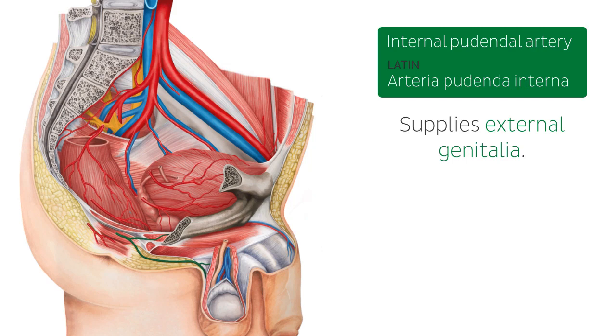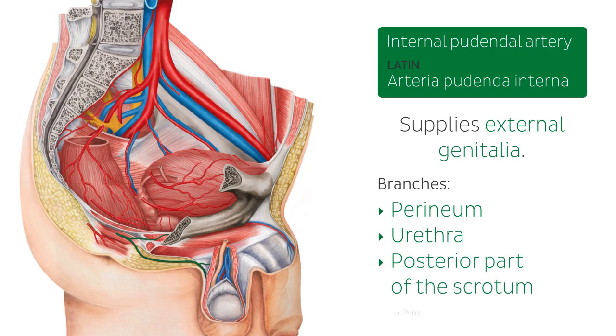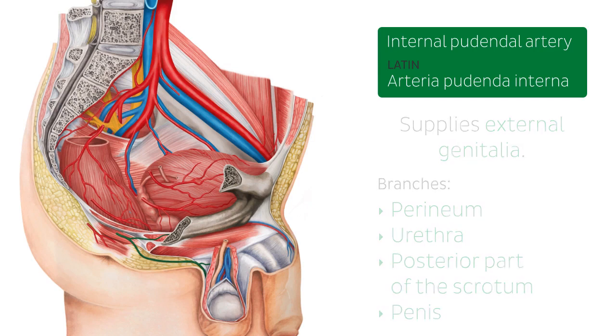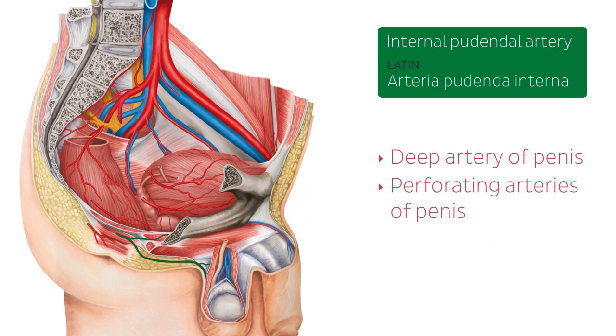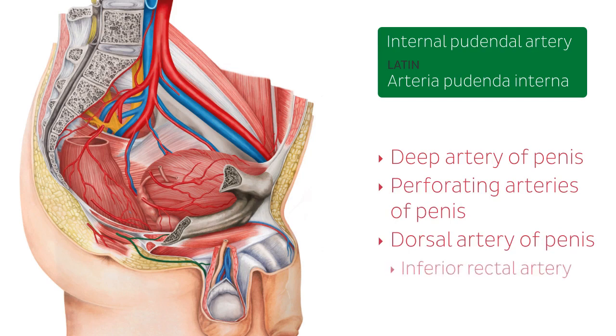It passes through the greater sciatic foramen and also through the lesser sciatic foramen to then reach the lateral wall of the ischiorectal fossa, giving off several branches to the perineum, the urethra, the posterior part of the scrotum, and the penis. In addition, it will give off the deep artery of the penis, the perforating arteries of the penis, and the dorsal artery of the penis in the male pelvis. Finally, it gives rise to the inferior rectal artery.